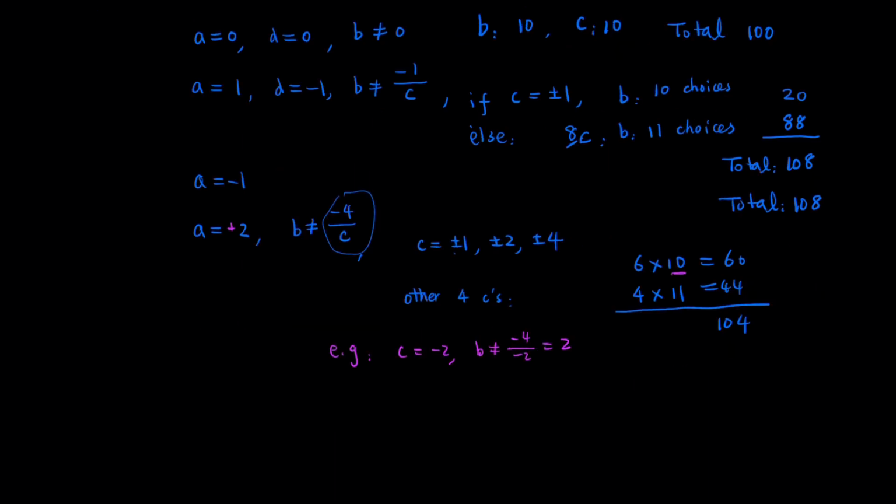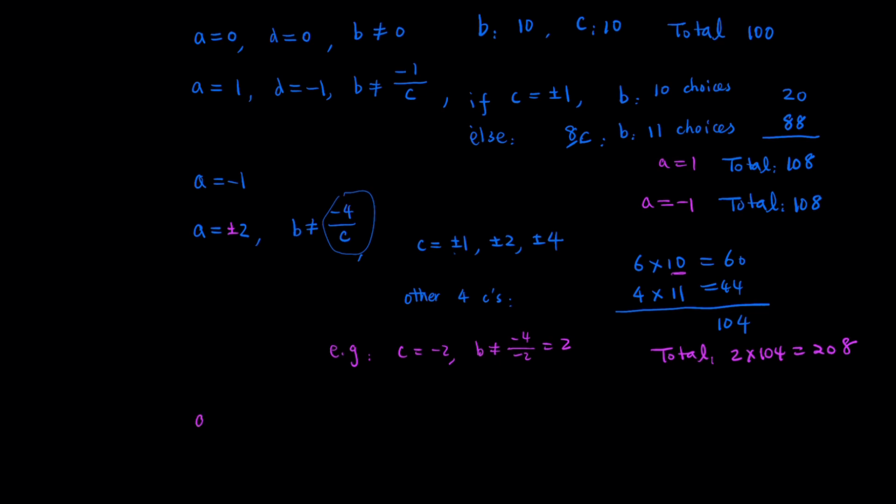The same thing is true if A is negative, because A squared is still 4, same thing, right? So here the total is also 104, right? 2 times 104 equals 208 cases. This is A equal negative 1, right? This is A equal 1.